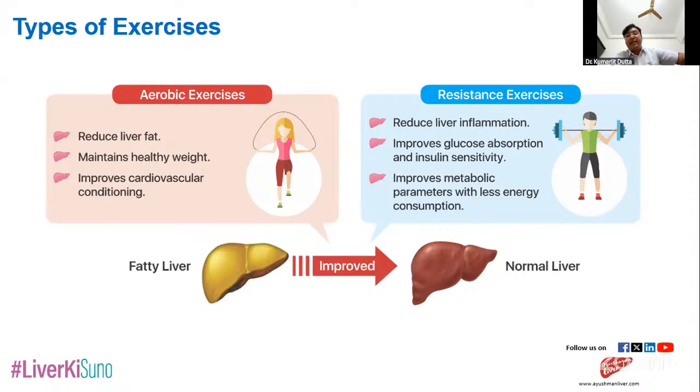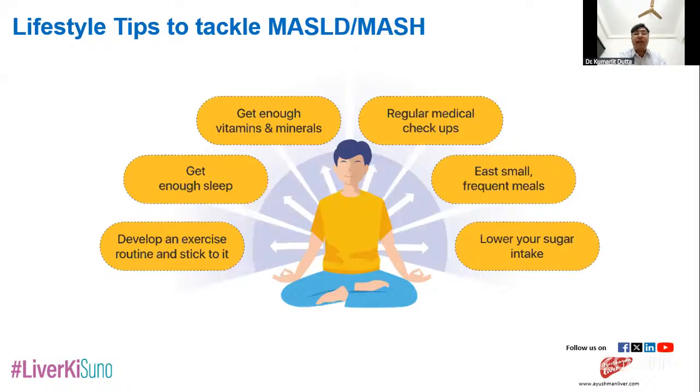So next slide, please. Lifestyle tips to tackle MASLD. As I have already said, it's a lifestyle disease, so lifestyle modification is the key thing. Lower your sugar intake, develop an exercise routine, and stick to it. It's very important. It's not about doing it sometimes as you wish. You have to have a routine.